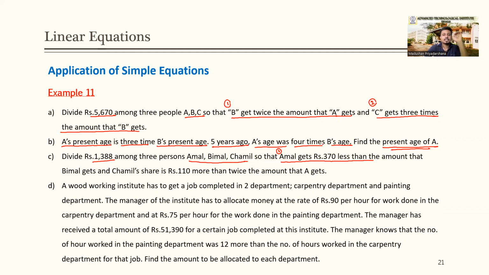Amal gets 370 rupees less than the amount that Bimal gets. So that is condition number 1. And the second condition is what? Chamil's share is 110 rupees more than twice the amount that A gets.